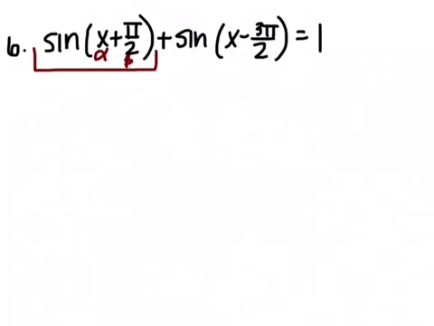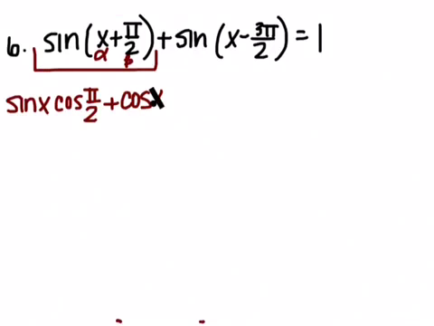So writing that out using x and pi over 2 would be sine of x times cosine of pi over 2 plus cosine of x times sine of pi over 2. So that is that first term expanded.